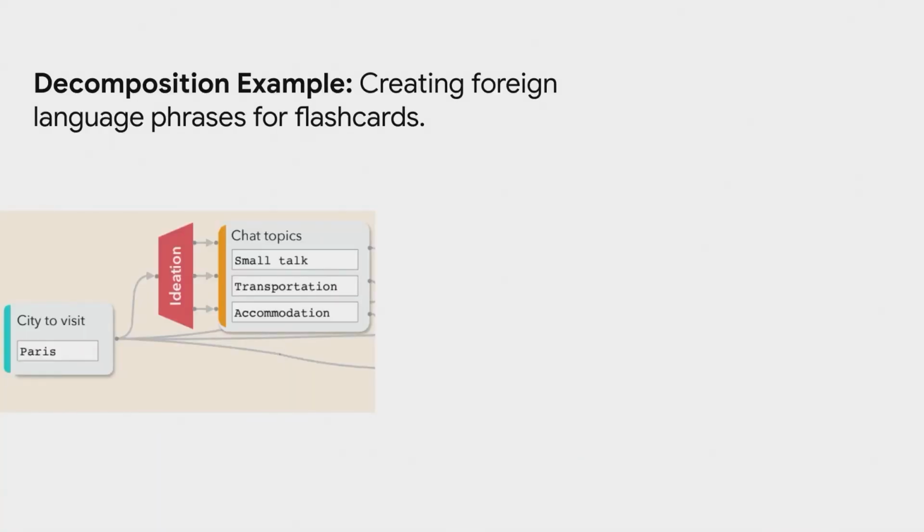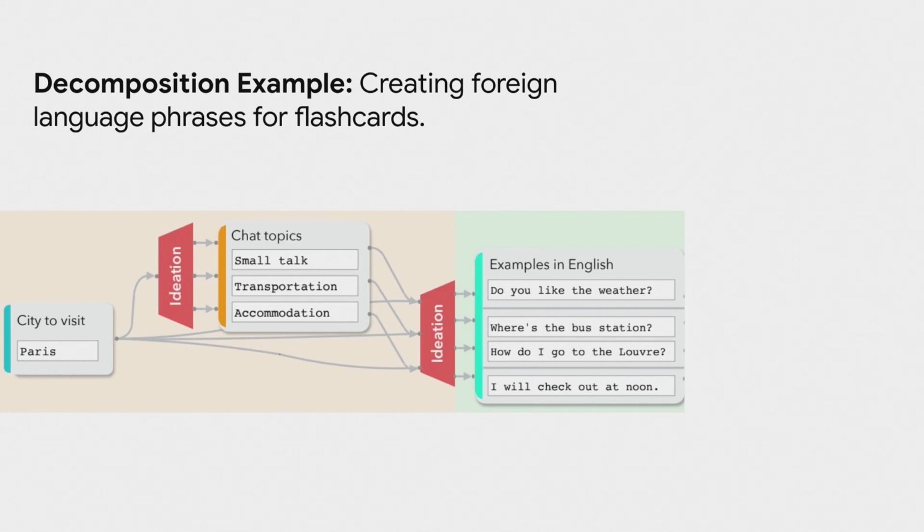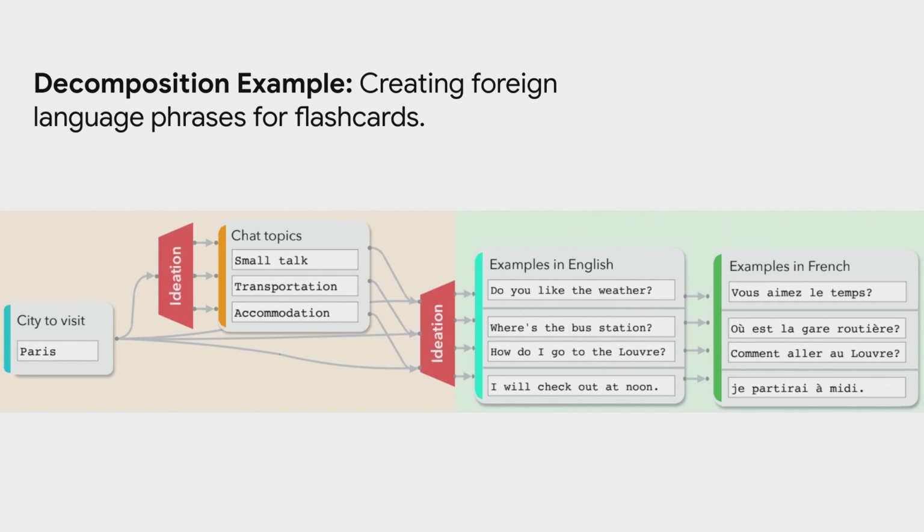So to take that example a bit further, again, I want to learn phrases for my trip to France. I can first ask the model, what are different chat topics that might be useful to know? And it can come back with examples like small talk, transportation, accommodation. These might be different areas. And then for each of those areas, I can ask, what are example phrases in English? So, do you like the weather? Where's the bus station? How do I get to the Louvre? I will check out at noon. And then for each of those, you can ask the model to translate those from English into French. So this is the idea that we published in AI chains.